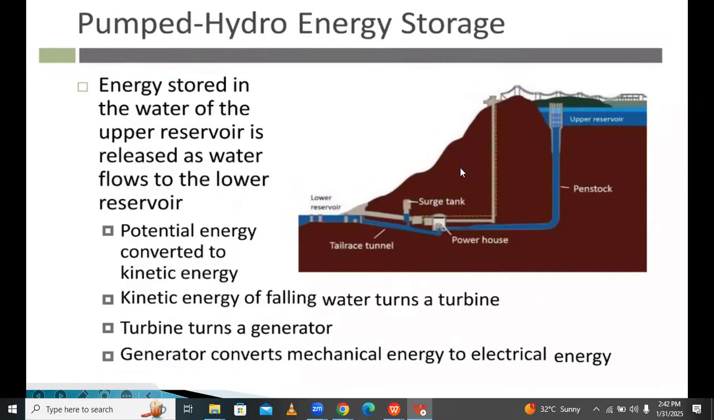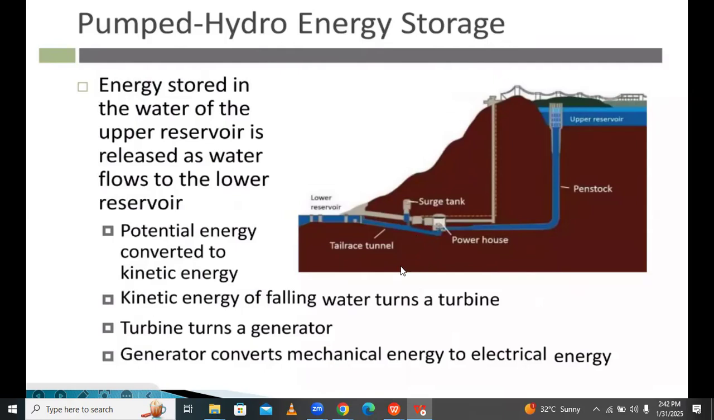Energy stored in the water of the upper reservoir is released as a water flow to the lower reservoir. That means potential energy is converted into kinetic energy, and this kinetic energy is converted into mechanical energy. Falling water comes to a turbine, and then the turbine rotates, and then we can generate electricity.